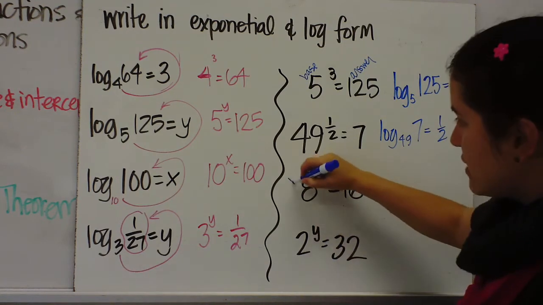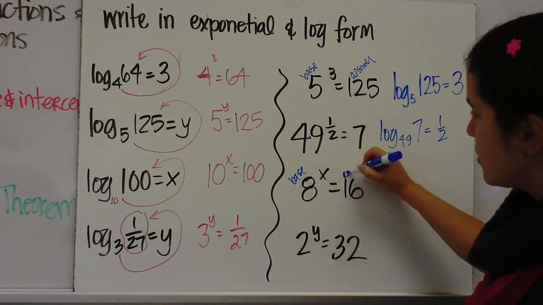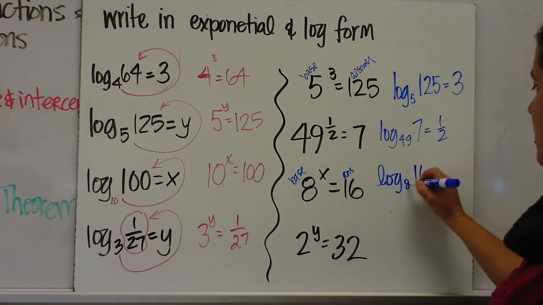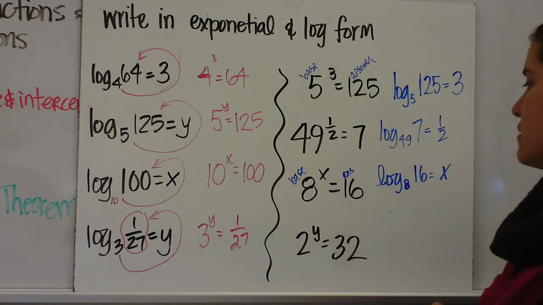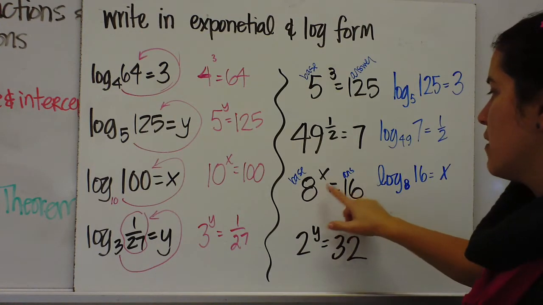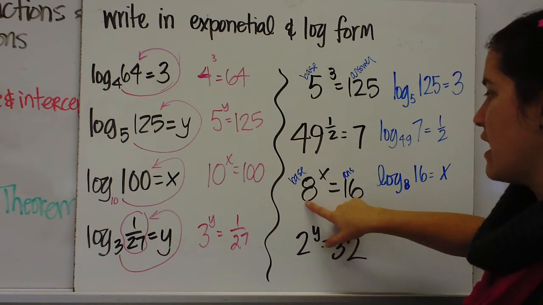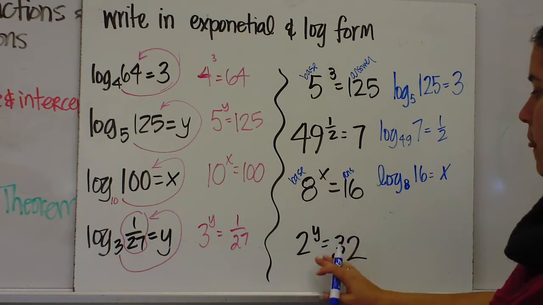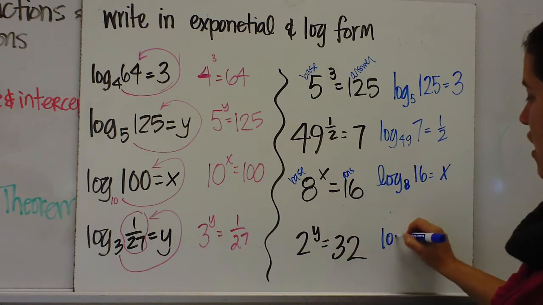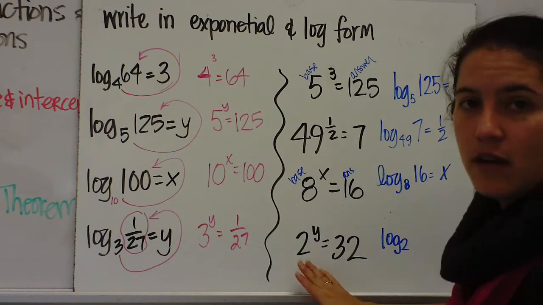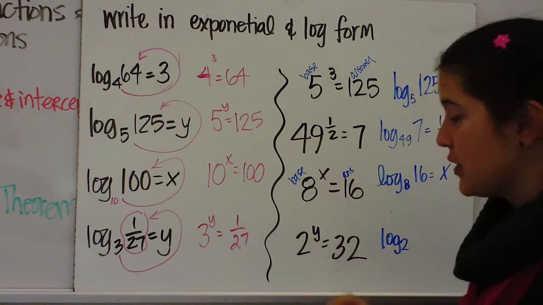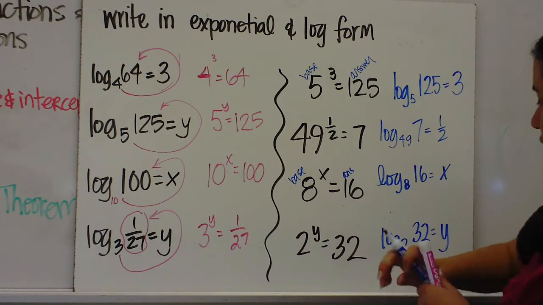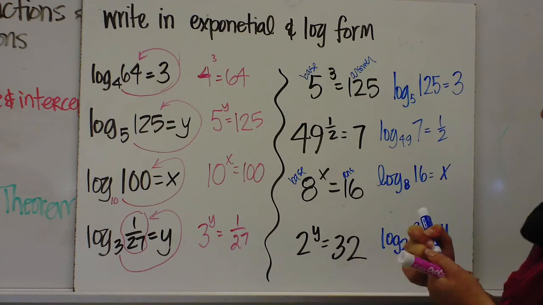Here we go. I have my base and I have my answer. So log base 8 of 16 equals x. Log base 8 of 16 equals my exponent. And this one, log base 2. My base is 2, so it's going to be the little 2 of 32 equals y. Now a word of caution.